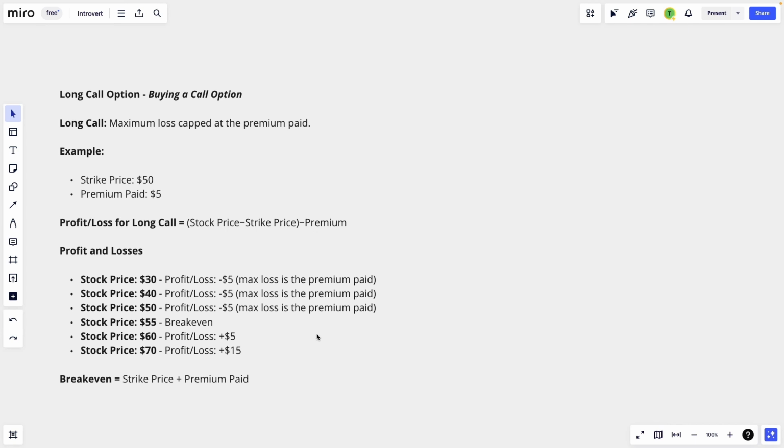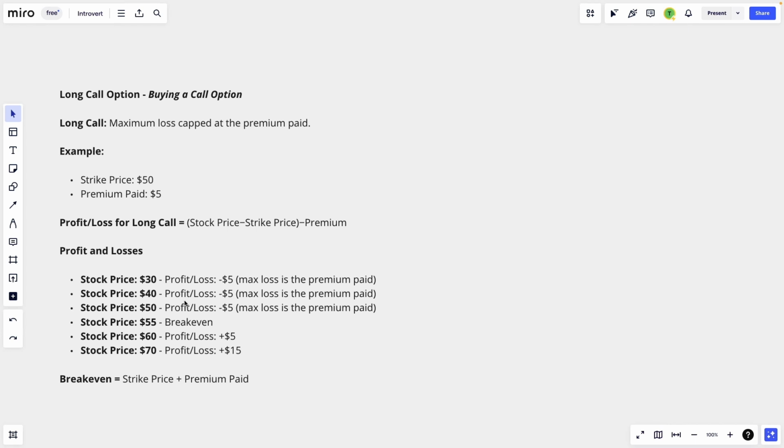So if we run through the examples here with the stock price at 30, the profit or loss is going to be a loss of your $5 premium. So that option is expiring worthless and you lose the $5.